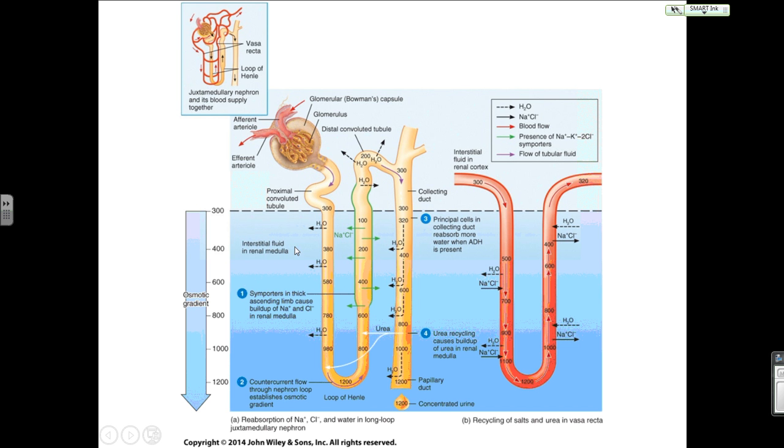And the reason that this interstitial fluid is hypertonic is because of what we're doing in this ascending limb. In the thick segment of the ascending limb, we're pumping out sodium chloride. What is sodium chloride again?